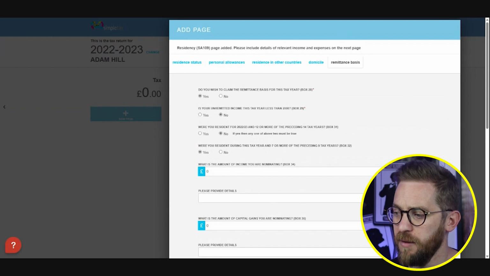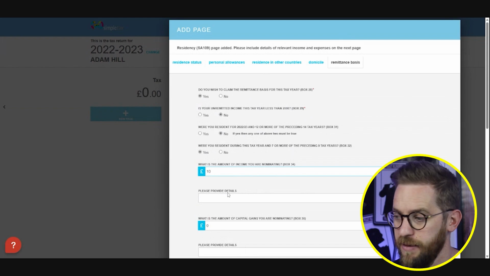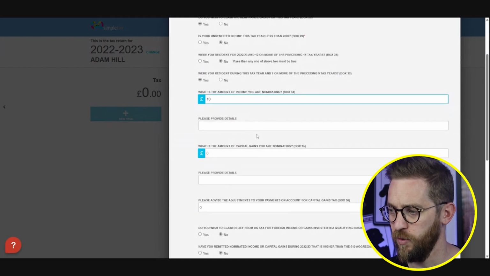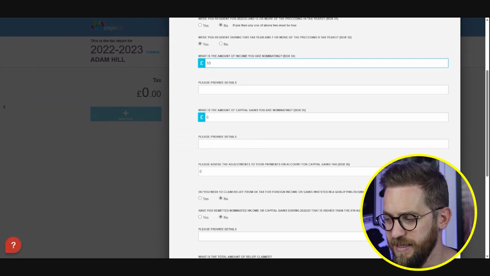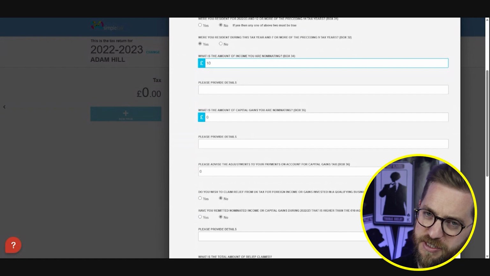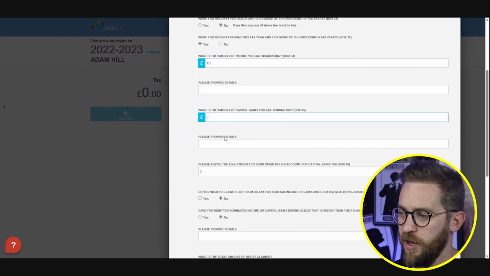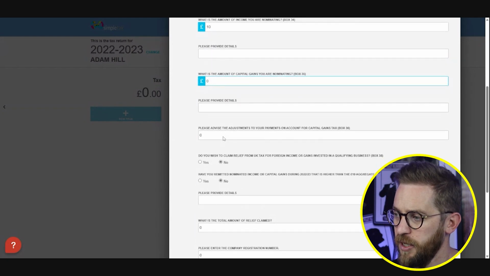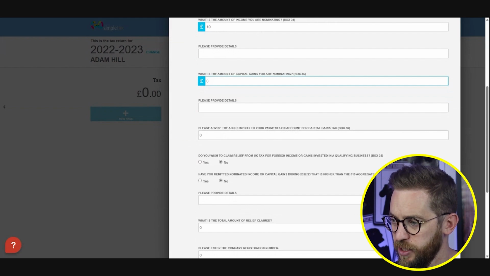What is the amount of income you are nominating? Let's go with our suggested £10. And you can provide detail of that below if you want to. What is the amount of capital gains you are nominating? So I'll leave it as just income, but if you did have capital gains as well, then you could provide detail of that in this box here. Adjustments to your payments on account, I'll leave those as they are, but you can adjust those.